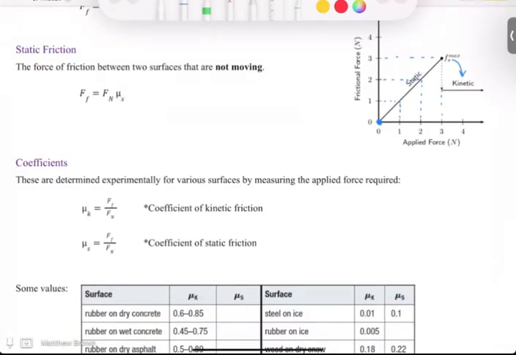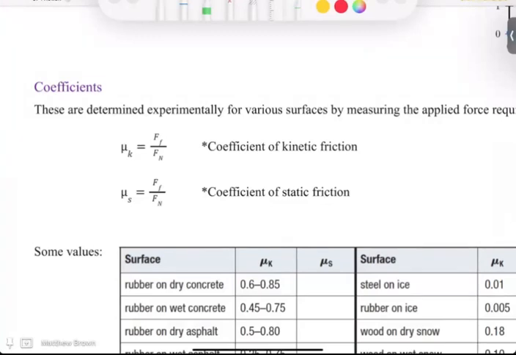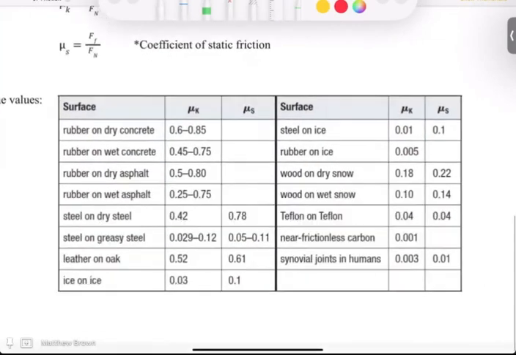One note that I thought was important about these coefficients, so whether it's mu k for kinetic or mu s for static friction, is that they are determined experimentally. These aren't derived from first principles or anything like that. What you do is, if you want to know about the coefficient of kinetic friction between two surfaces, such as wood and steel or something like that, you have to actually get those objects, get a wooden floor, get a steel box, and push it across the floor and figure this out. Right? So they come from experiment. And so that's why you usually just have to look up these numbers.